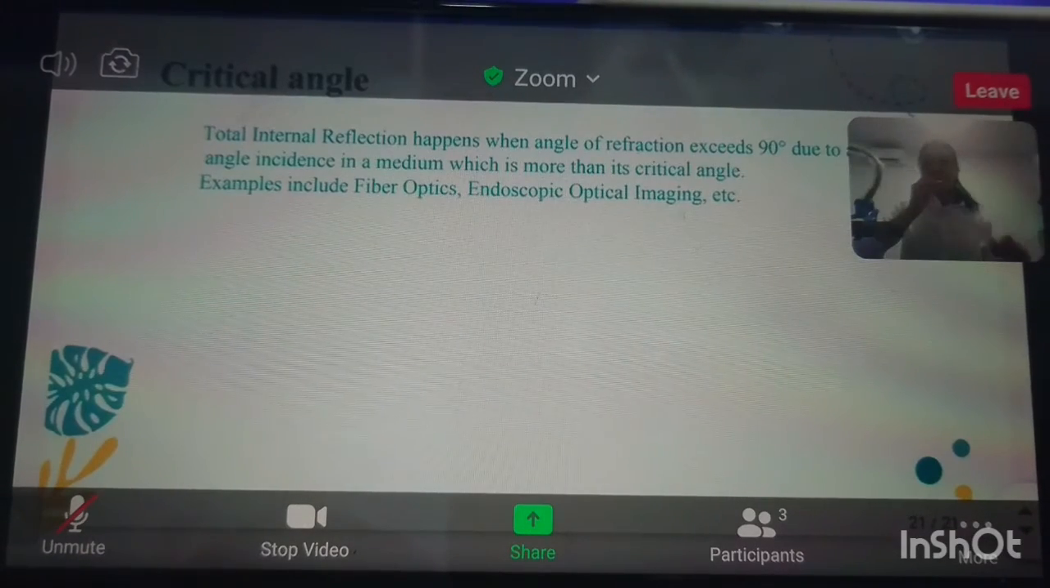Total internal reflection happens when the angle of incidence in a medium is more than its critical angle, so the light cannot refract and is reflected entirely. Examples include fiber optics, endoscopic optical imaging, etc.